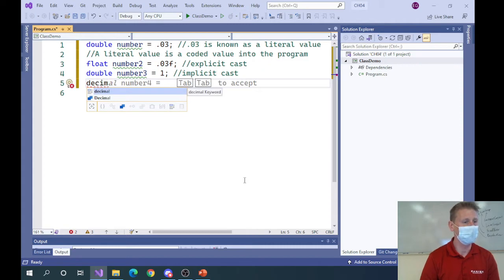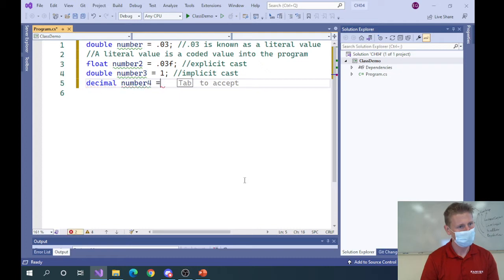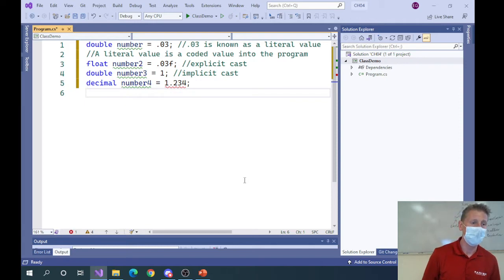Decimals kind of work like floats, and they don't work automatically. Now, the way to cast that is by putting the letter M.